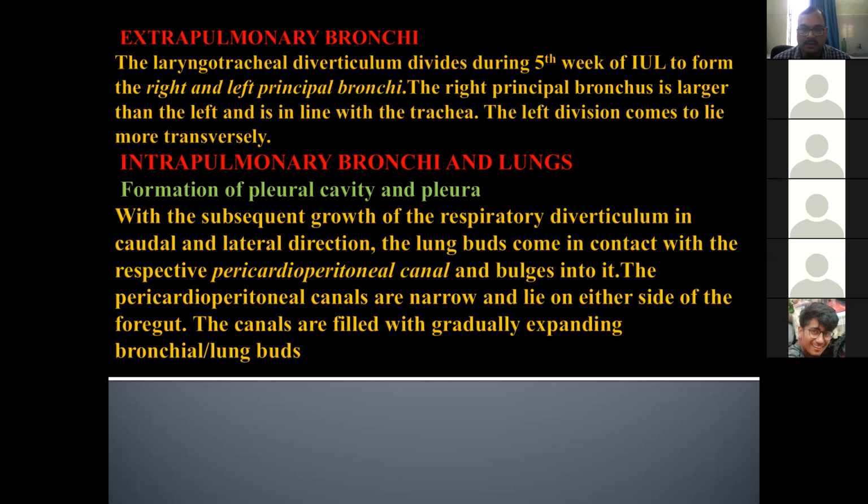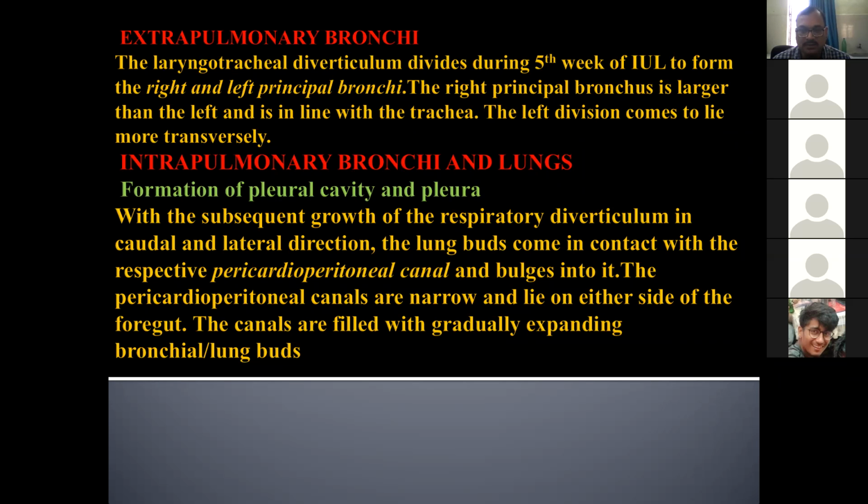Now the lung buds come in contact with the respective pericardio-peritoneal canal and bulge into it. As for example, the right lung bud will come in contact with the right pericardio-peritoneal canal, and the left lung bud will come in contact with the left pericardio-peritoneal canal and start bulging.